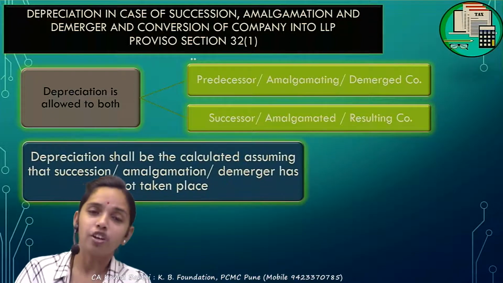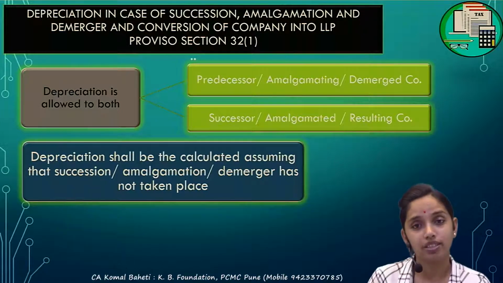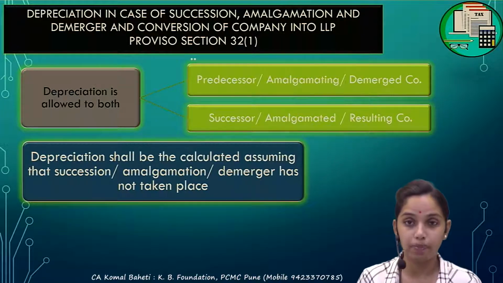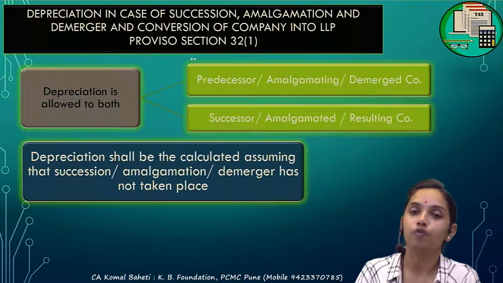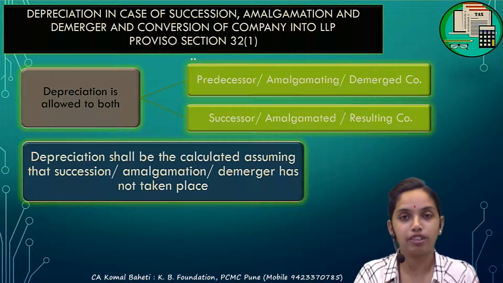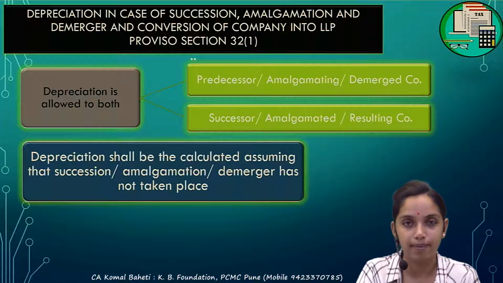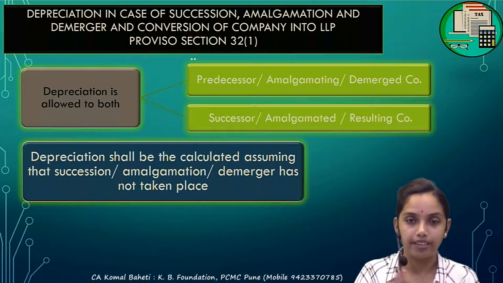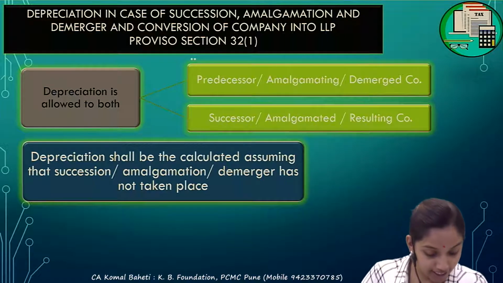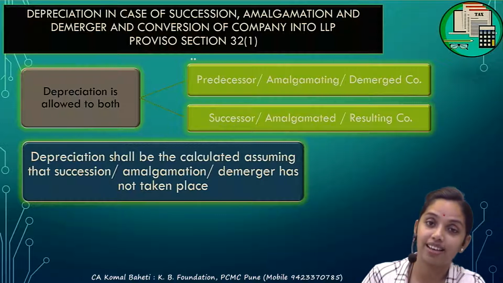First of all, you calculate depreciation as if there has been no amalgamation. You first calculate the depreciation as if no amalgamation had happened. If there is no amalgamation, I will calculate depreciation for the full year. If an asset is put to use for less than 180 days, I will take half of the prescribed rate, and that way I calculate the depreciation, normal and additional depreciation. What to do further? It says that depreciation shall be calculated assuming that the succession has not taken place at all. Okay, done with it.